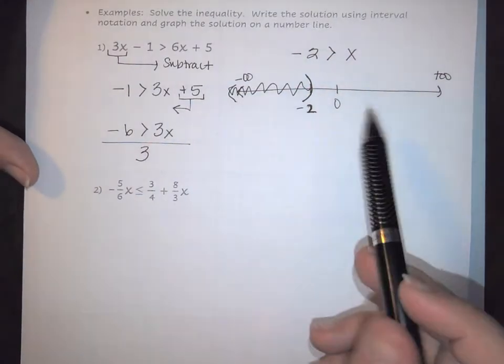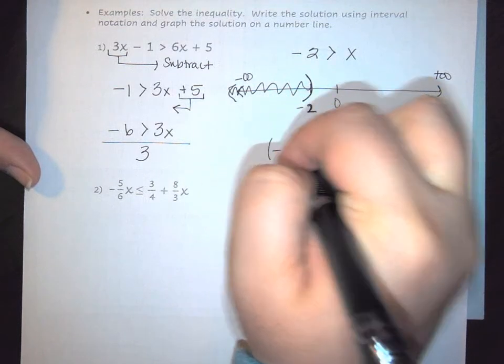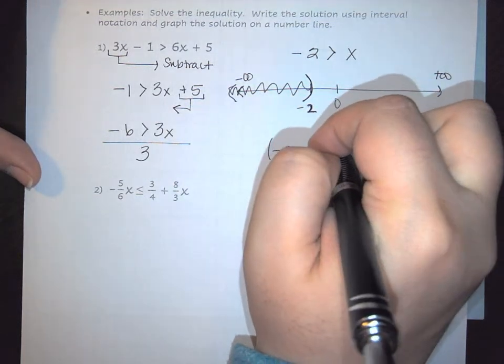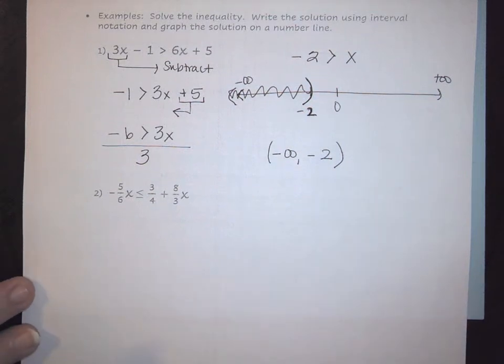We want the interval to match the graph. So we're going to start at negative infinity. We're going to travel up to negative 2, close it with a parenthesis, and there you have it, my interval notation.